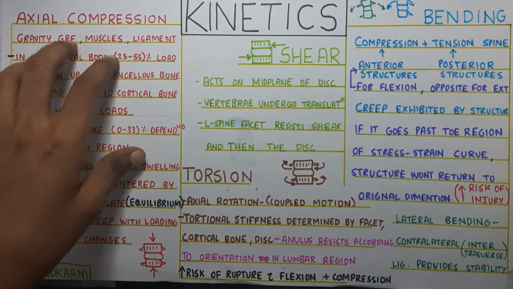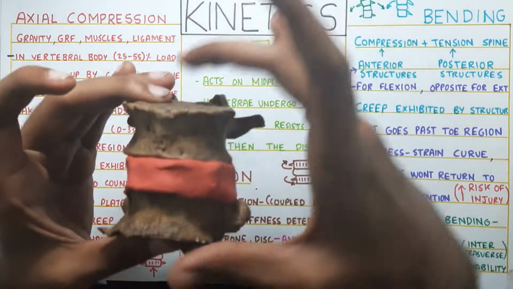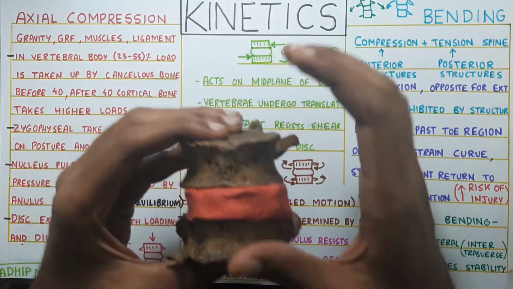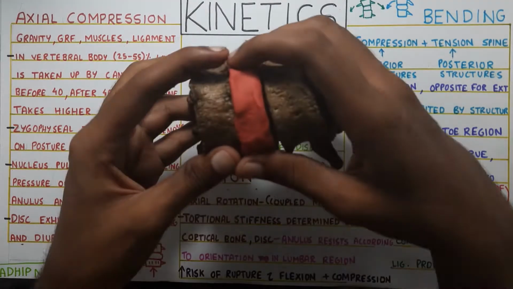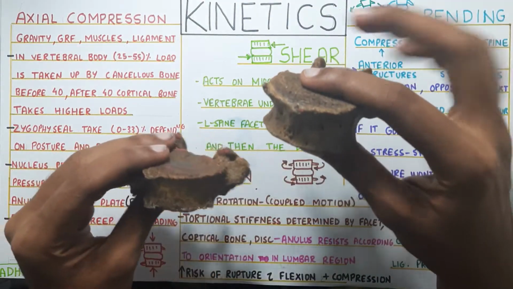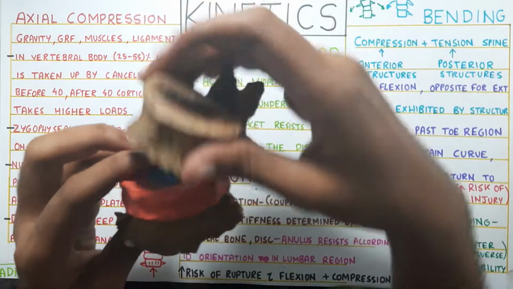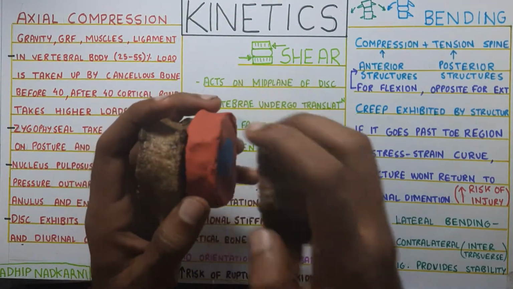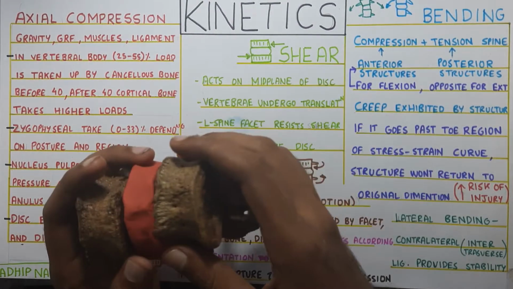So let's start with the kinetics, that is, what are the types of forces that are acting on your spine. Starting with the first, that is axial compression. That is basically if you take two vertebrae and put pressure from top and bottom like this, that is the compressive force. Then comes the shear force. Now in shear force, I'll just remove the disc so that I can show the movement. This vertebra going this way and the other one going this way, this is the shear force, because the disc is in the middle between the two vertebrae. When I do this movement, one vertebra going up and the other one going down, in the middle of the disc there will be a shear force, that is the mid plane. There will be forces on the disc.